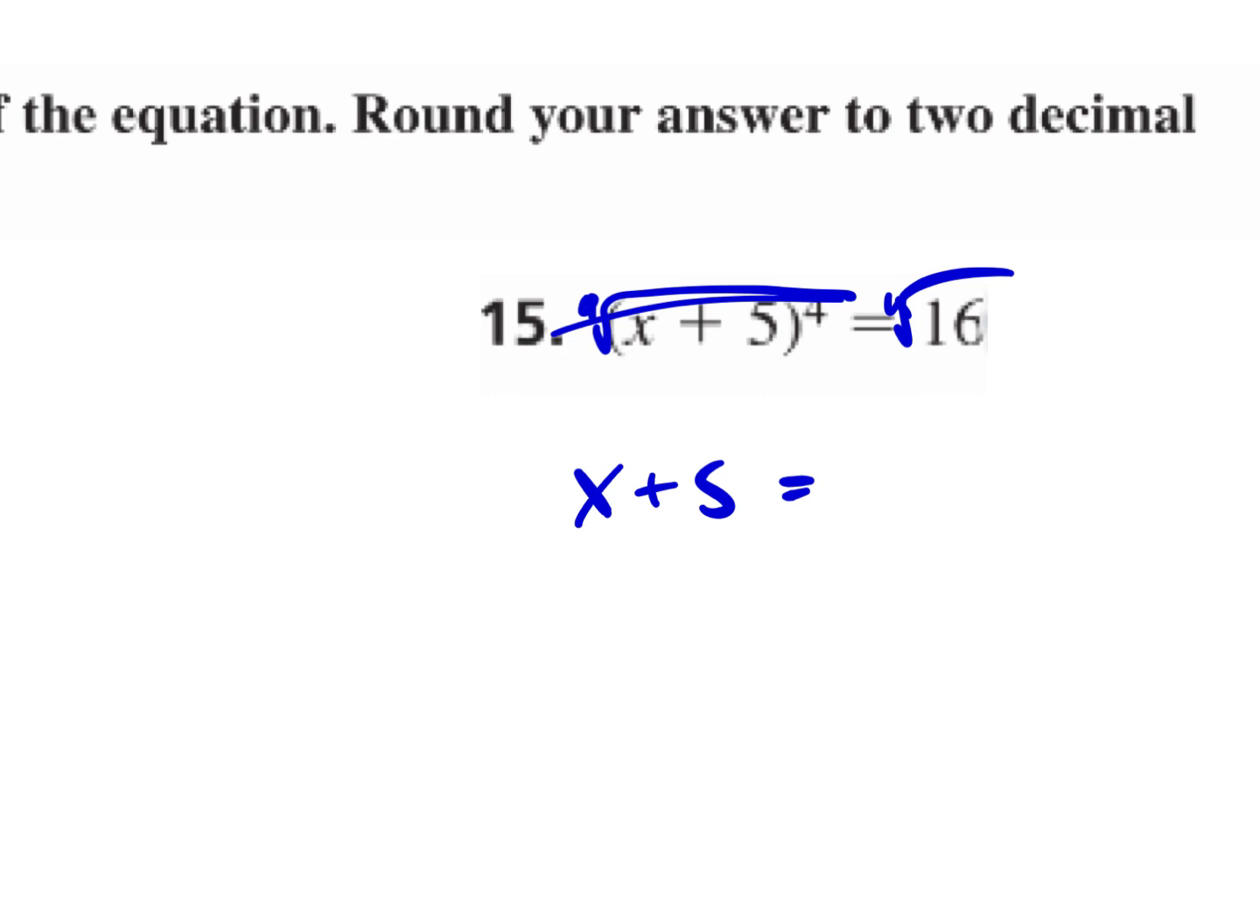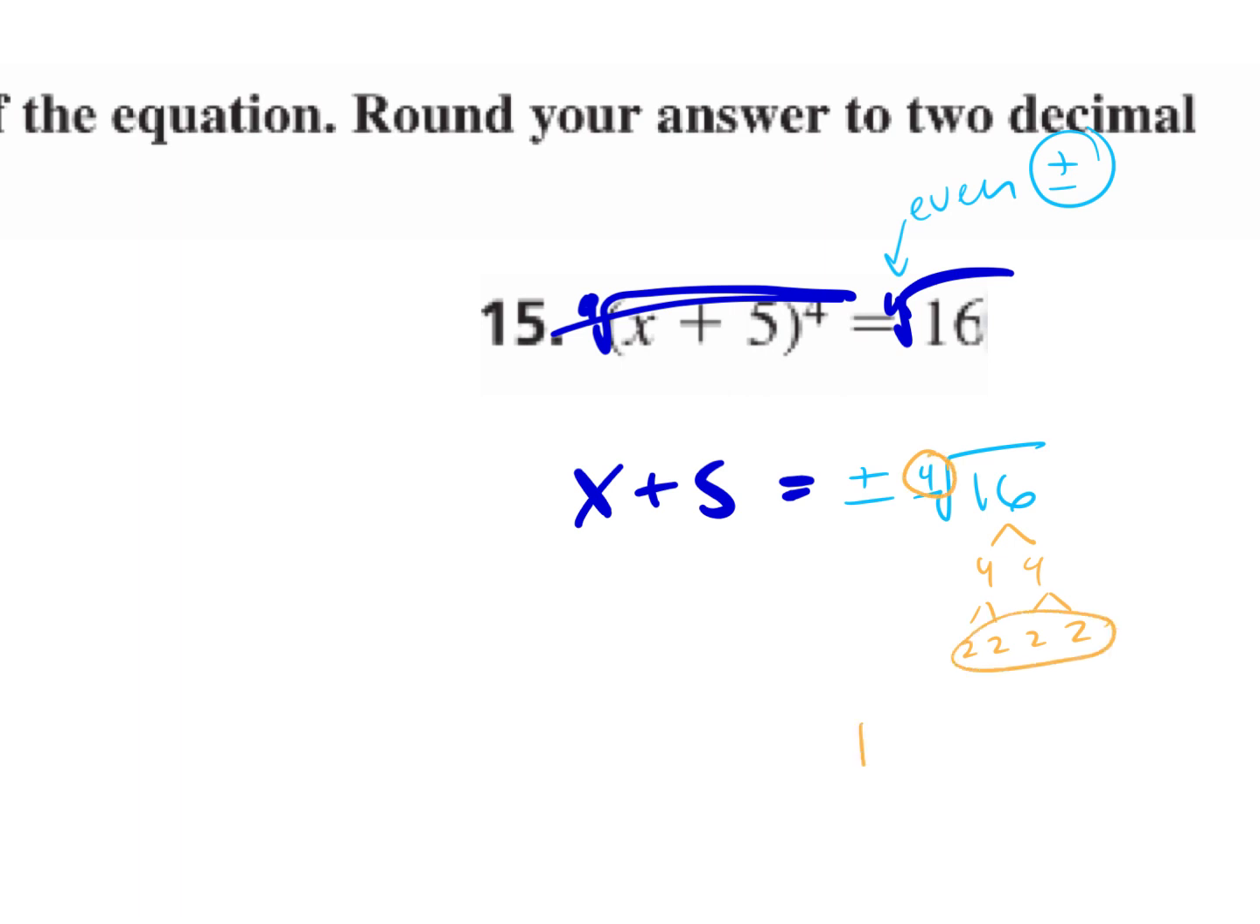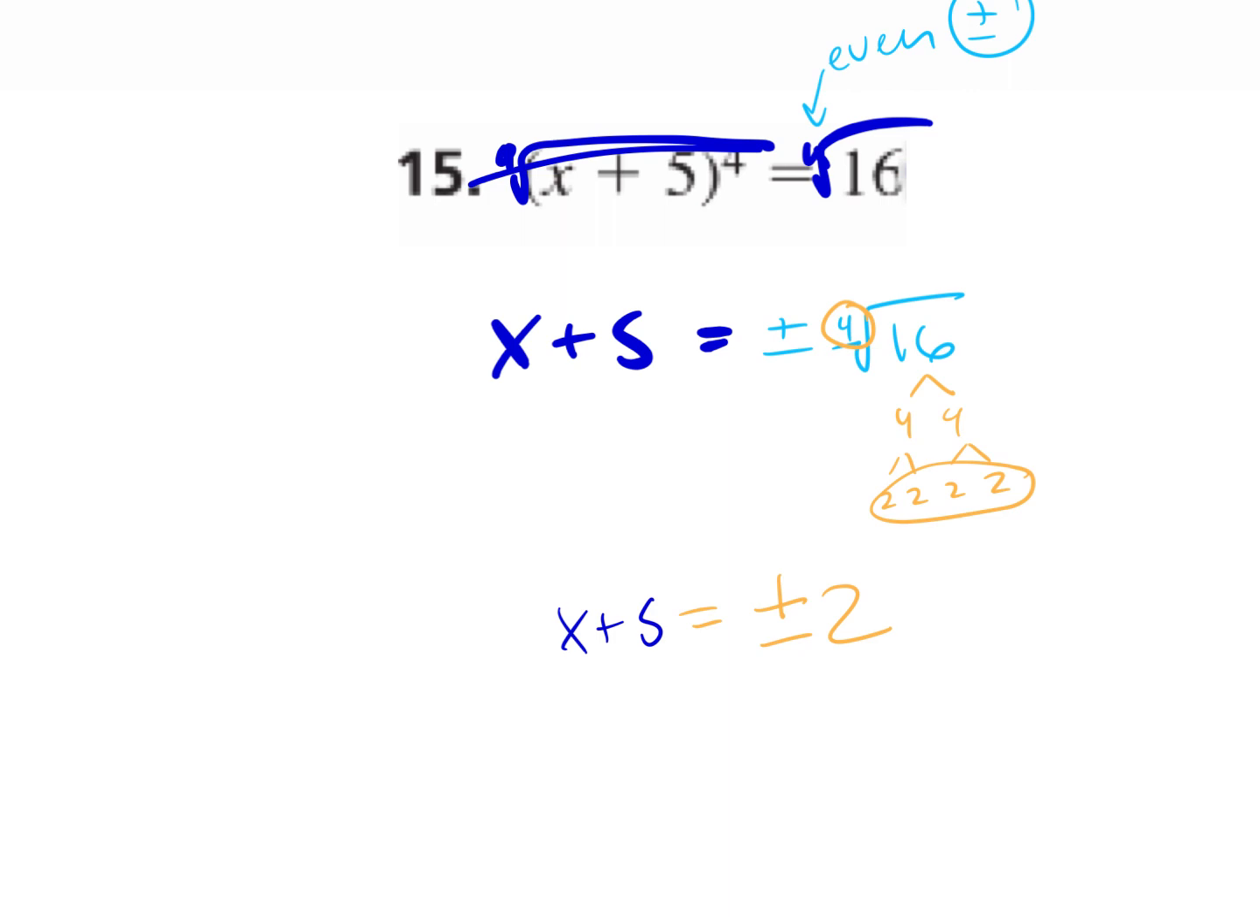I need plus or minus because my index is even. Even means that we need plus or minus. So plus or minus the fourth root of 16. Now let's see if we can find the fourth root of 16. What are two factors of 16? 4 and 4, and two factors of 4? I'm circling how many of a kind? 4. So what's the fourth root of 16? 2. So this would be plus or minus 2. So x plus 5 is equal to plus or minus 2.